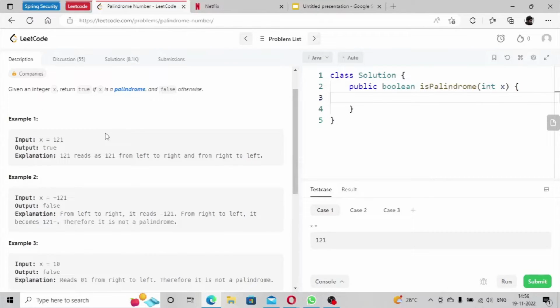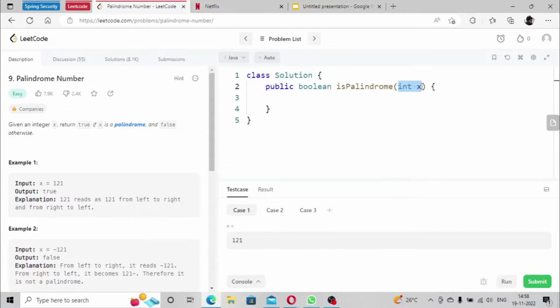As given in the first example, input x is 121. If we write it in the reverse order, it's still 121, so it's a palindrome number. In the second example, the given integer x is minus 121. If we write it in reverse order, we will get 121 and then a negative sign. This is not the same as negative 121. Therefore, it is not a palindrome number. If we are given any negative number, it won't be a palindrome.